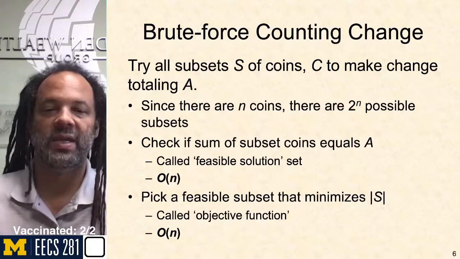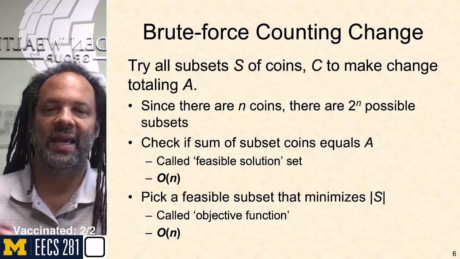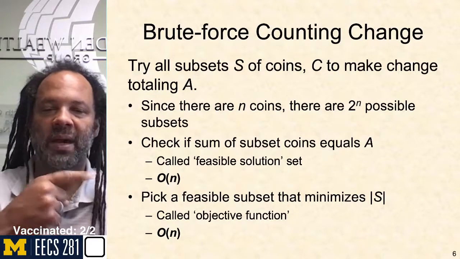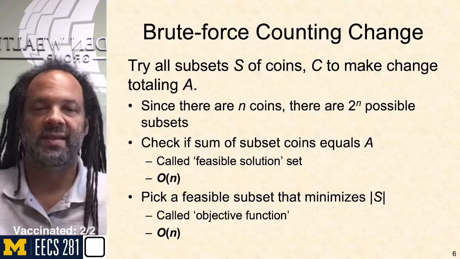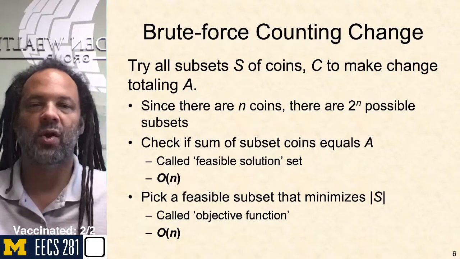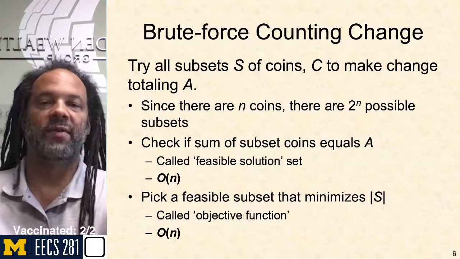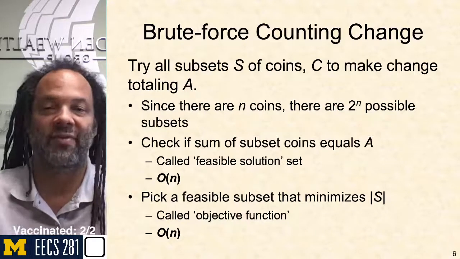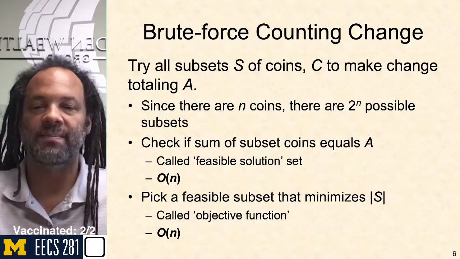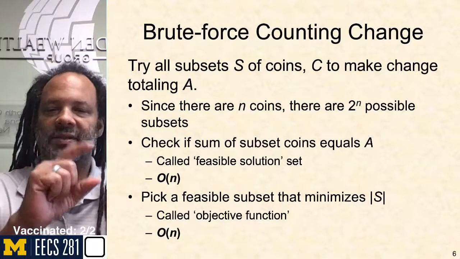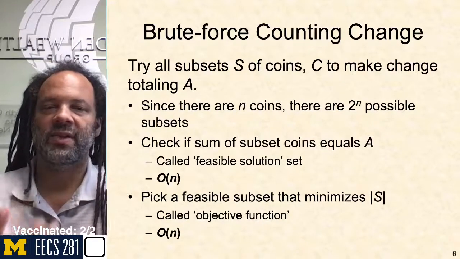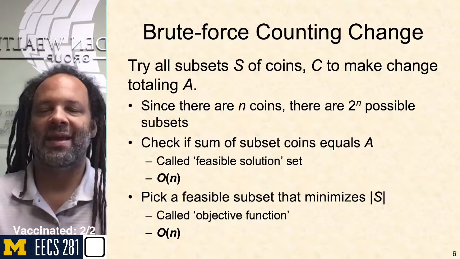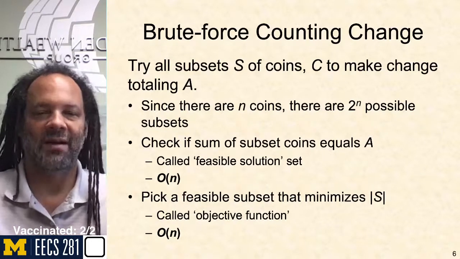I'm going to take those, and the amount of time that it takes me to count the money for a given set is on the big O of n, because in the worst case, the set that I could be measuring A for could contain all of the coins. So I have to look through all of the coins in the worst case. In the average case, I maybe only have to look through about half of them, but that's still a big O of n. So I can check to see if the subset sums to A. But then I also want to see if I can minimize the size of S, right?